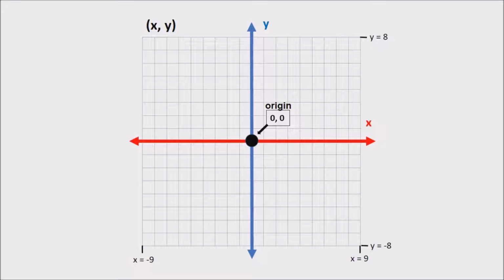Now, where the two axes intersect is called the origin. And the origin is at the coordinates 0, 0. So that is where x equals 0 and y equals 0.